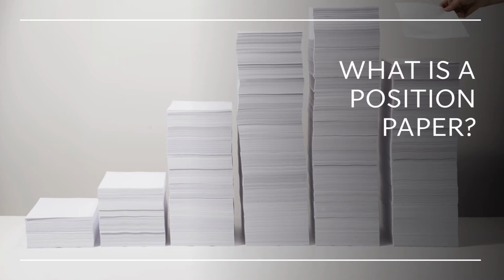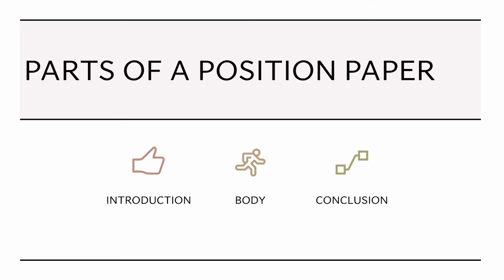For example, if you do not agree with a certain issue or rule, you can write a position paper to reflect your view. The parts of a position paper are the introduction, the body, and the conclusion. You start with an introduction, which presents the issue while grabbing the attention of the readers.